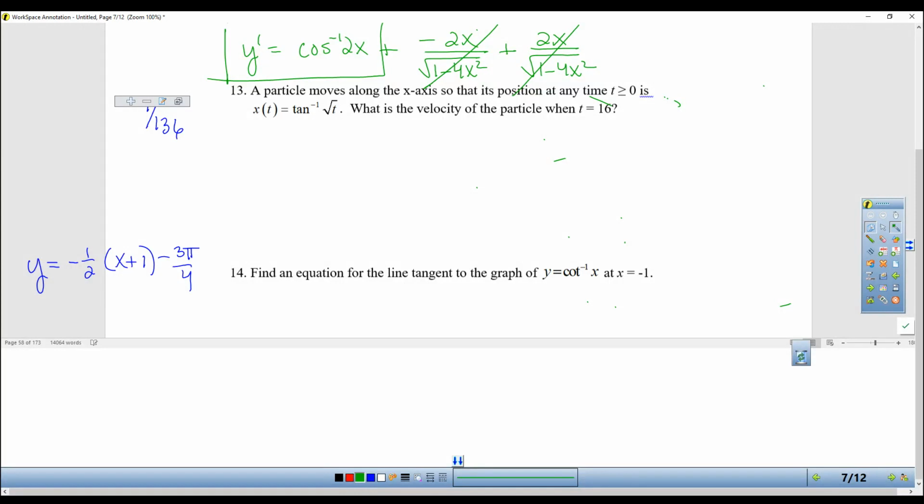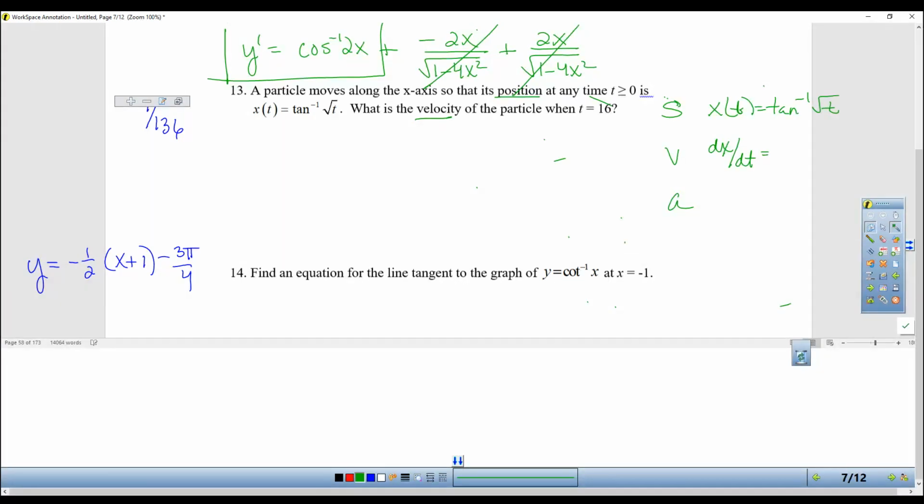Okay, a particle moves along the x-axis so that its position at any time t is x of t equal to inverse tangent of the square root of t. What is the velocity? As soon as I see position and velocity, it's sometimes really nice to write SVA over to the side. Remember that this is usually an S function, or it could be x. So in this case, it's x, inverse tangent square root of t. And remember that velocity is going to be the derivative of x with respect to t. Since this is with respect to t, I can go ahead and do that.